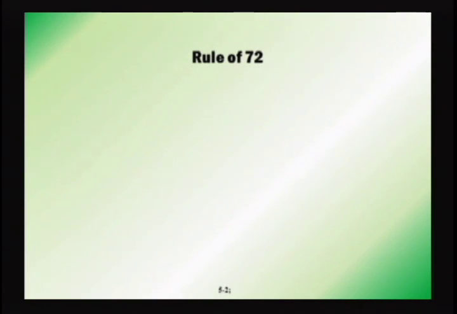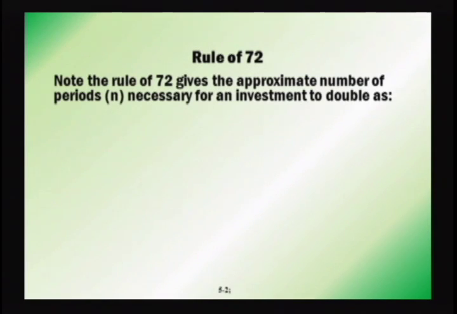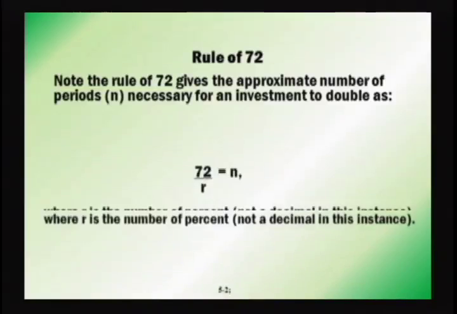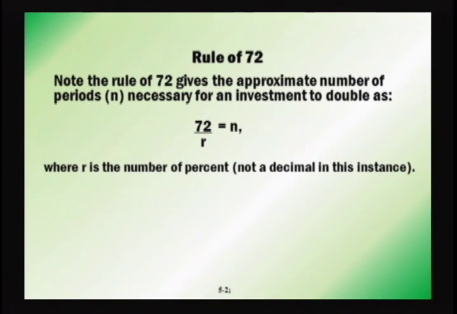One of the things you should be familiar with is the Rule of 72. The Rule of 72 gives an approximate number of periods necessary for an investment to double. If we take 72 divided by R, where R is the interest rate in percent, that will equal the number of periods. For example, if my interest rate is 10%, 72 divided by 10 equals 7.2. That's 7.2 years that it would take to double the amount of money I'm starting with. Unfortunately, every financial problem does not involve doubling the money. So even though this is a guide that you can use to help you, we'll get into a lot more detail using the financial calculator.